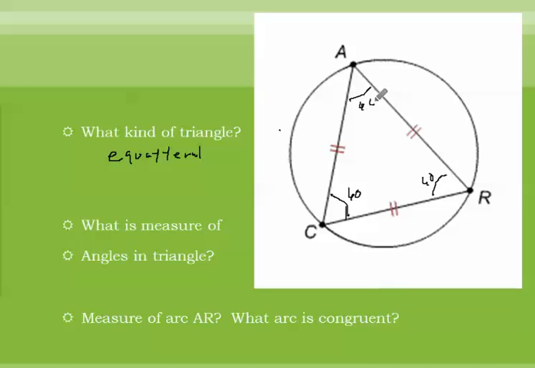If all these angles are 60 degrees, that means each of these arcs are 120 degrees because they're twice as big as the angle. What's the measure of the angles in the triangle? 60 degrees. What's the measure of the arc AR? Well, that'd be 120 degrees. What arc is congruent to it? CR arc and CA. All those arcs would be equal, would be congruent. Okay?